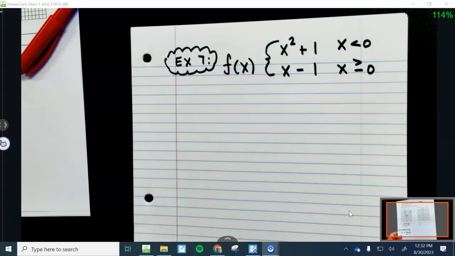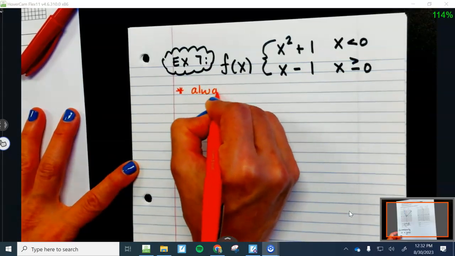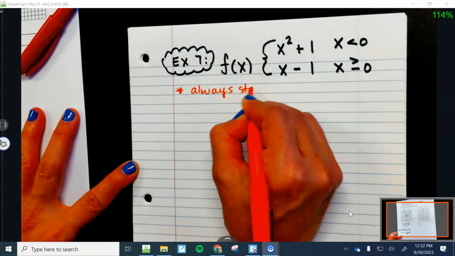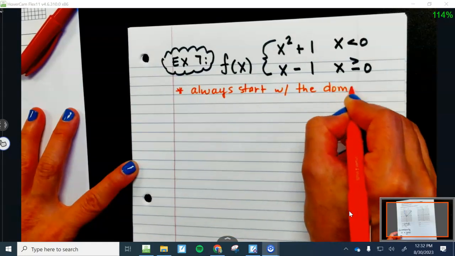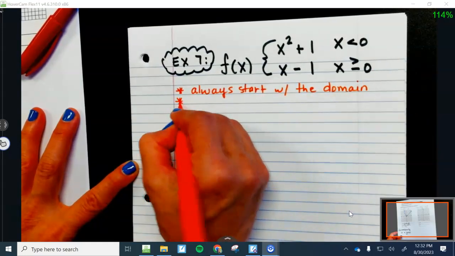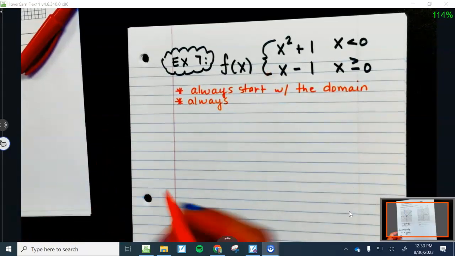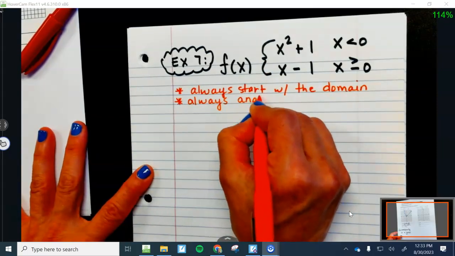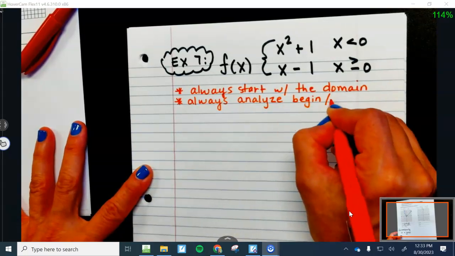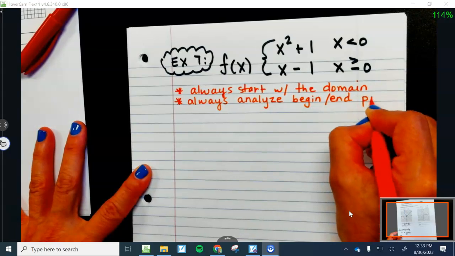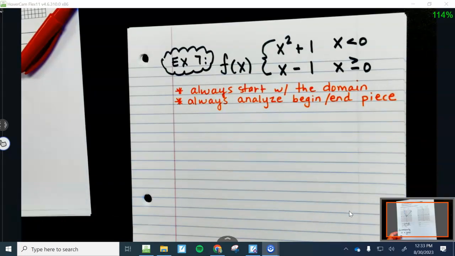Okay, and then here's a few things to remember. Actually, a couple of things. Always start with the domain. Always analyze the beginning and end piece. I'm going to abbreviate begin, end, piece. Okay, so let's talk about what I mean.